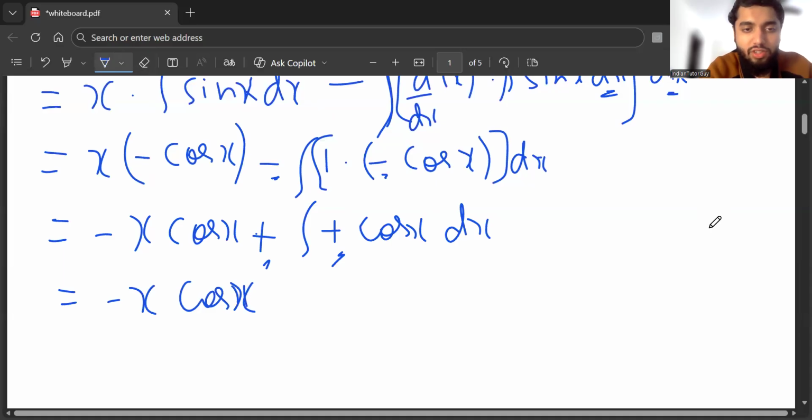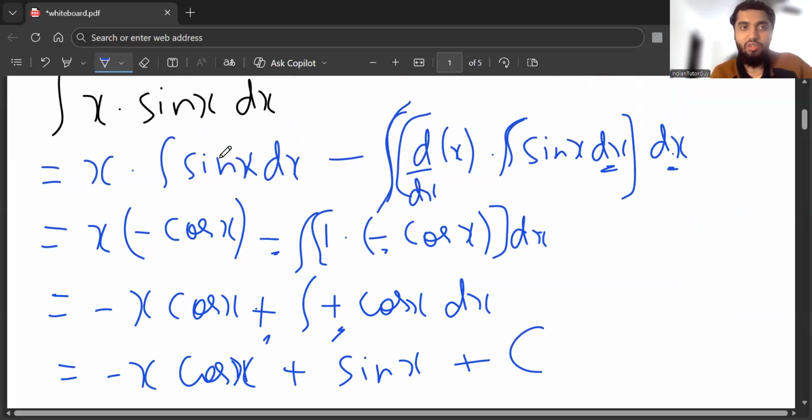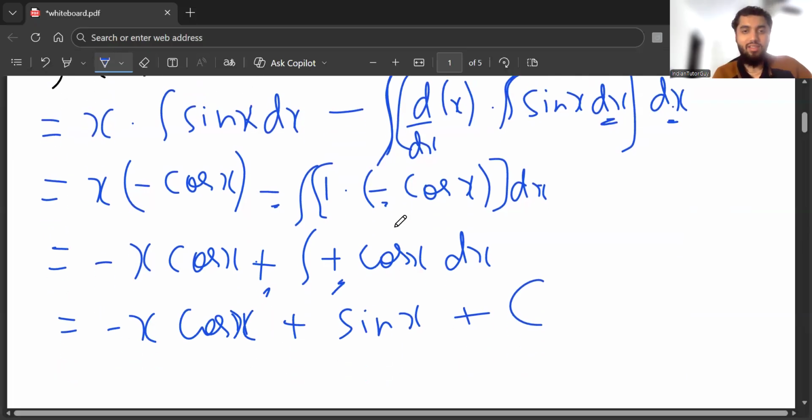So that's gonna stay as it is, and that's gonna be plus integral of cosine. The derivative of sine is cosine, so the integral of cosine would just be sine of x. And since we're doing indefinite integrals, we have to add the plus c there. And yeah, that's the solution to integral of x times sine x.